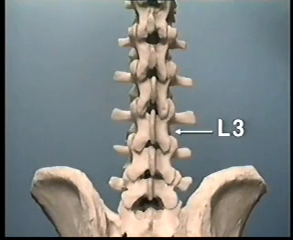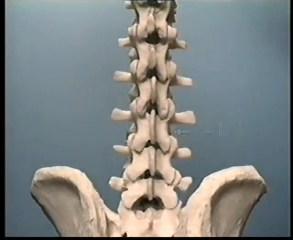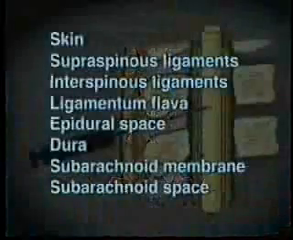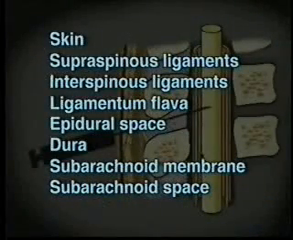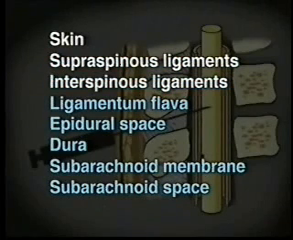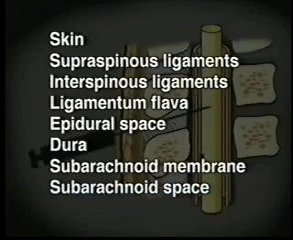Levels above L3 are not desirable, since the nerve roots are more likely to be in a fixed position rather than free-floating. Areas below S1 are difficult to penetrate, since the vertebral bodies of the sacrum are fused. A lumbar puncture penetrates these layers: the skin, the supraspinous ligaments, interspinous ligaments, and ligamentum flavum, then the epidural space, the dura, the subarachnoid membrane, and finally the subarachnoid space, where CSF is obtained.